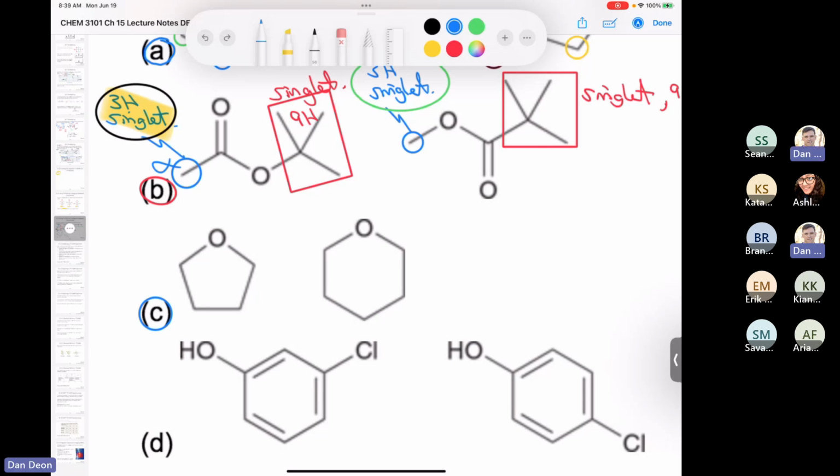By the number of signals, right, Eric? Well, Eric, how many signals are there going to be for the compound on the left? 2, exactly. You have these 2 methylenes, which are chemically equivalent, and then you have these 2 methylenes, which are chemically equivalent. And so we have 2 signals for this compound. What about the compound on the right? How many signals do we have for it?